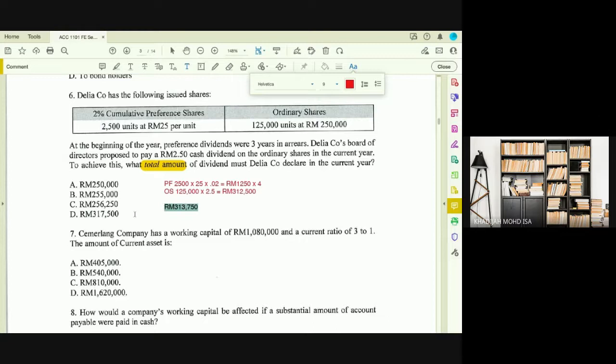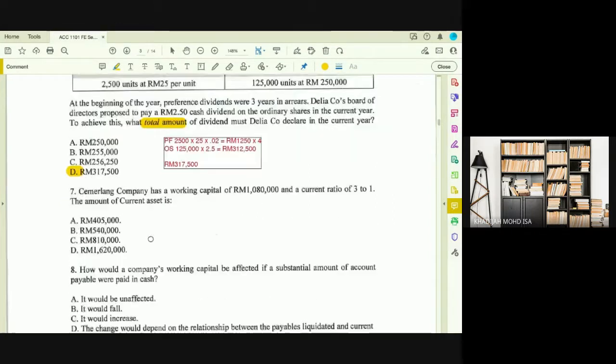Right, if I were in the exam, this one is 317. If I don't have the answer that I got just now, which one would you pick? Of course, I will still pick this one, right? That is the nearest to my answer so far.